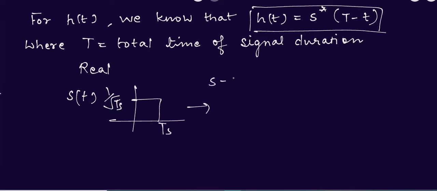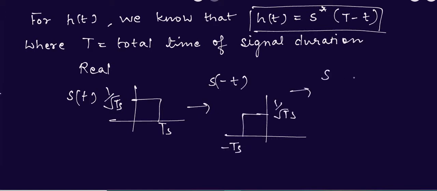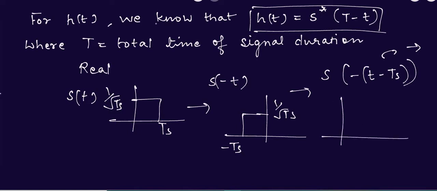So s of minus t will be the reverse of it, and s of minus t plus Ts. This means I have to shift towards the right by Ts. So I have plotted my s(Ts minus t), which is equivalent to this only, and this is equivalent to h(t), so h(t) is here.